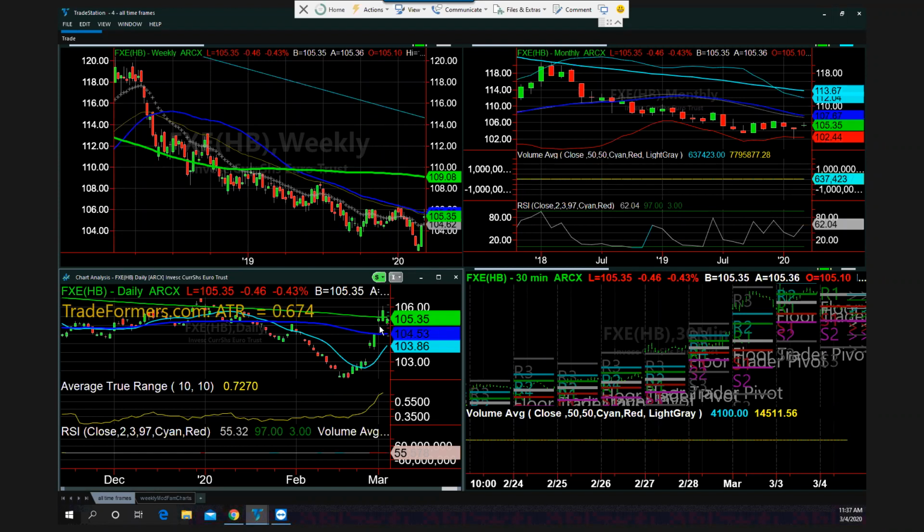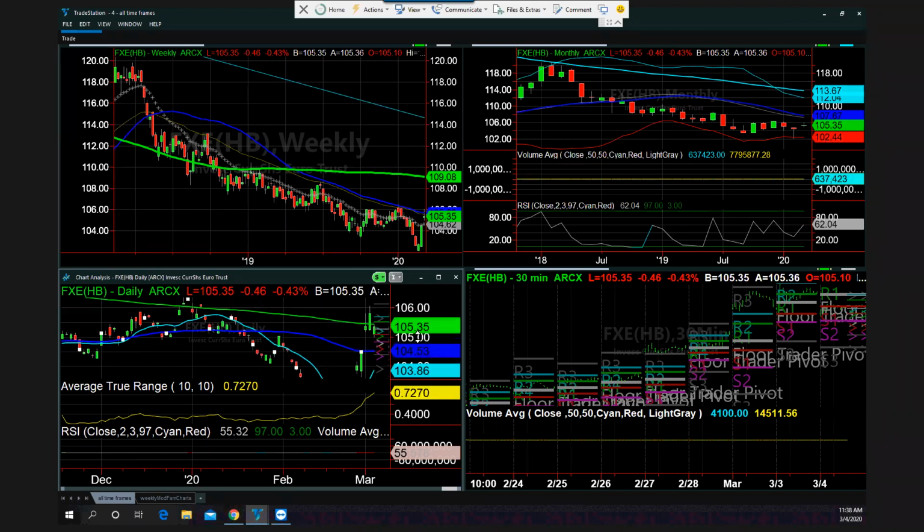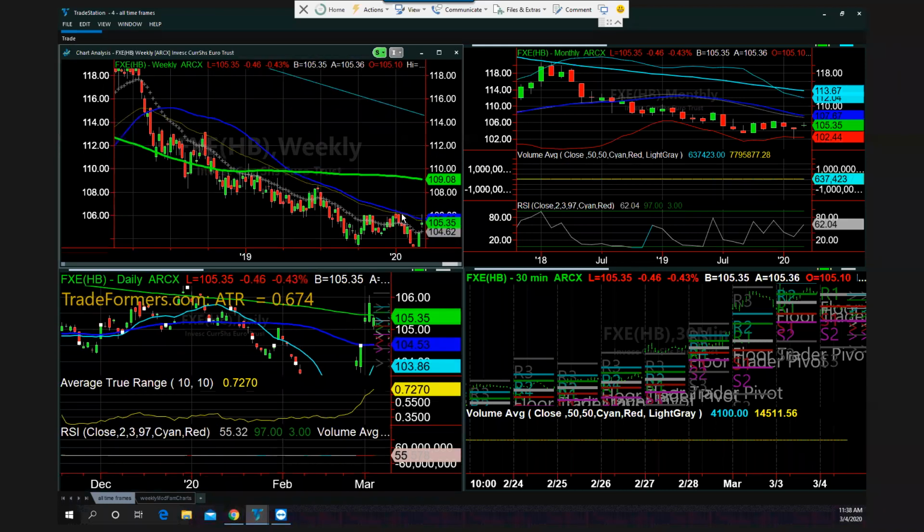Then the dollar started weakening as this went up. So here's the final piece of the puzzle for me, which is what happens in the second half of the year is really going to depend on this. If the euro can continue its run and take out, look at this 50-week moving average right here.